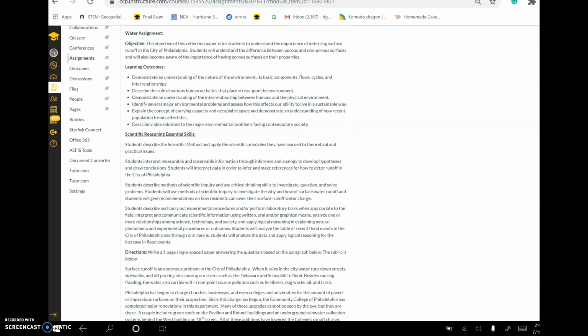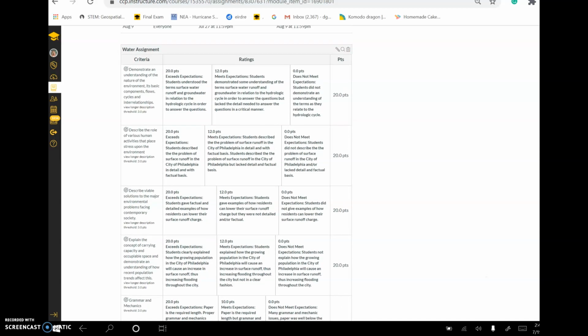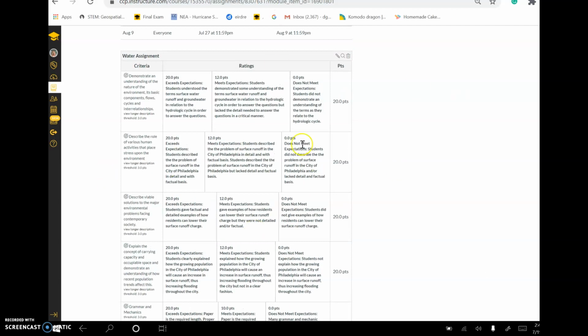And you, of course, need to apply to the city and say, hey, take a look at the upgrades I did, and then it'll lower your charge. So here's what the objective of the assignment is. Students describe the scientific method. Well, these are the ideas. So, okay. Write a one-page single-space paper answering the questions based on the paragraphs below. The rubric, of course, is attached below. Here's the rubric. You want to make sure you're using this to make sure that you've addressed all these issues so I can give you full credit.